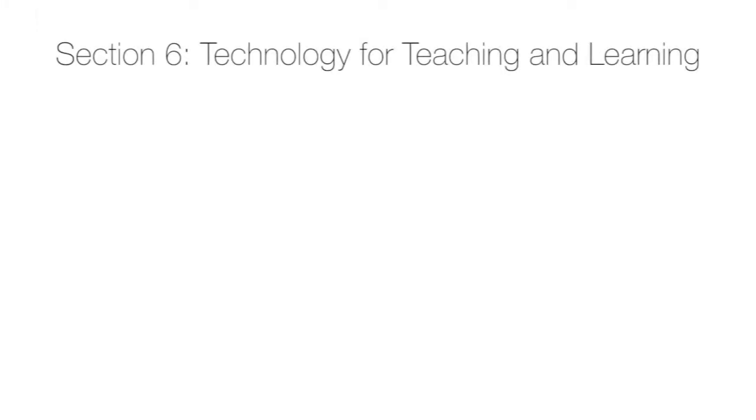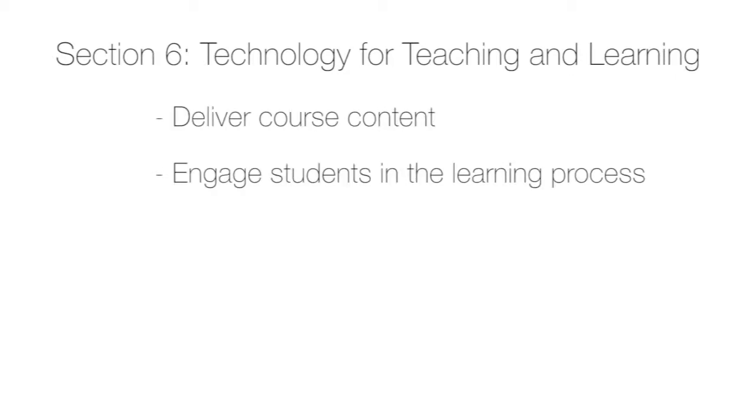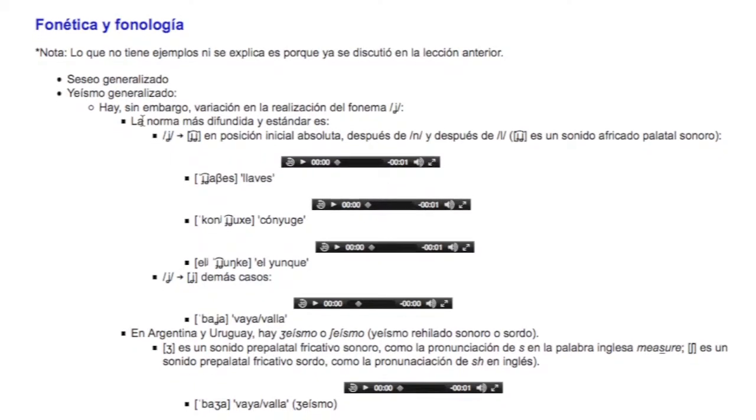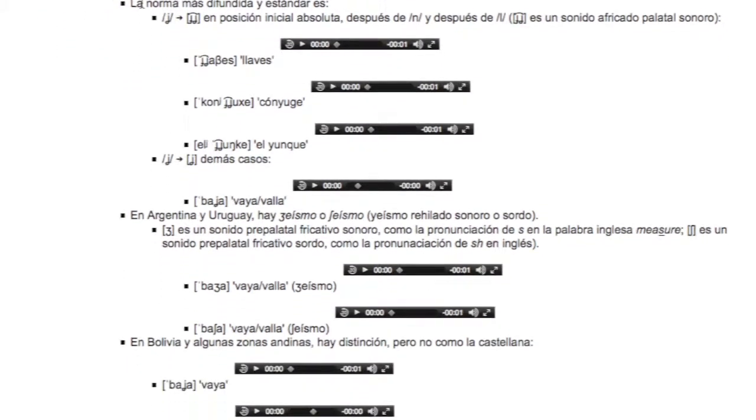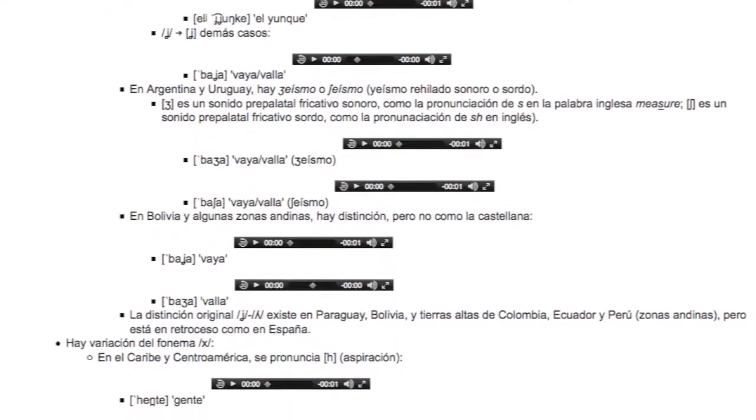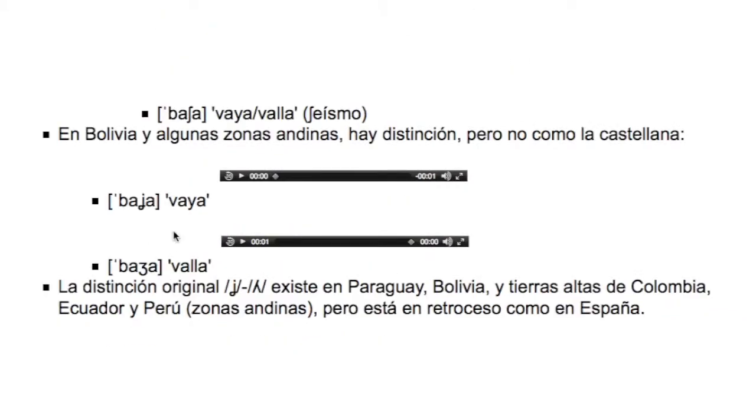Section 6 is technology for teaching and learning, which has to do with the use of technology to effectively deliver course content and engage students in the learning process. So what I've done is I recorded all the different pronunciations for the different phonetic symbols to illustrate the regional variation in pronunciation and have students play them over and over and engage with the material.